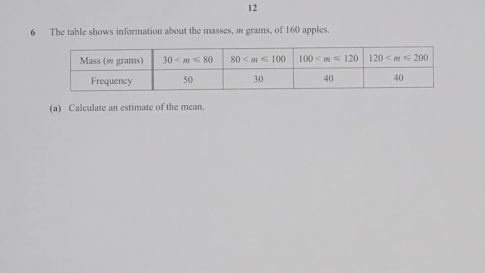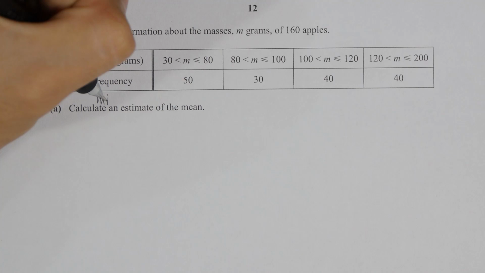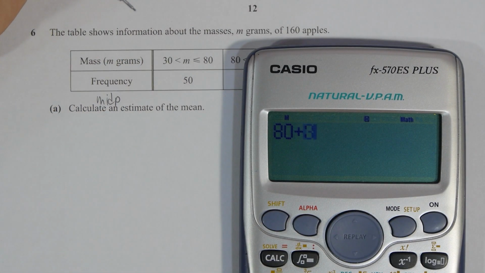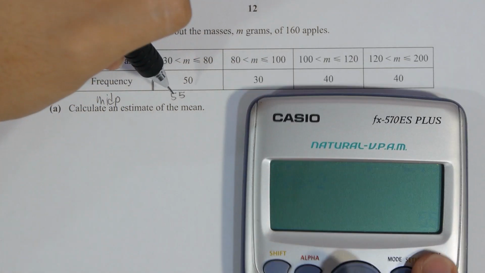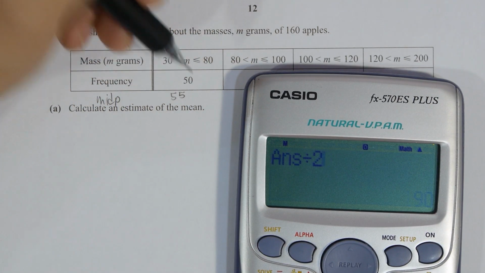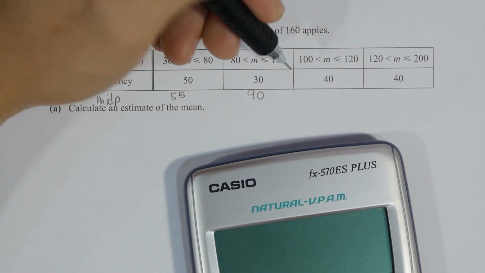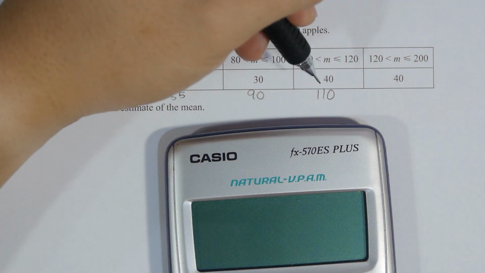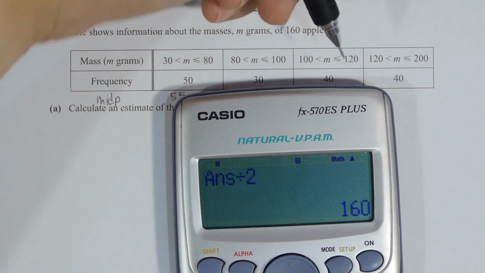Question 6. Find the midpoints, which are 55, 90, 110, 160. Multiply each by its respective frequency, then divide by 160 to get the final result of 101.5625.